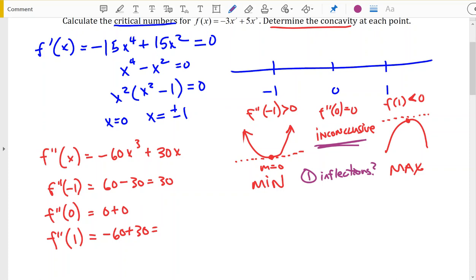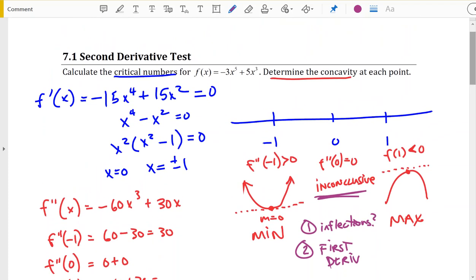But I'm more interested in figuring out whether or not x equals 0 is a min or a max. So I am going to instead return to the first derivative, and I'm going to look at what the slope is on either side of 0. So I'm just going to come up above our number line and do that.